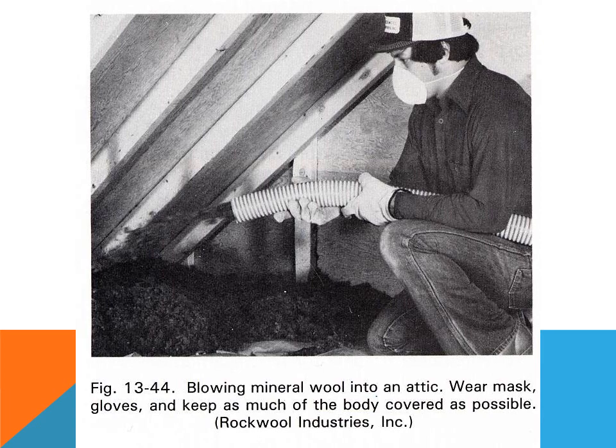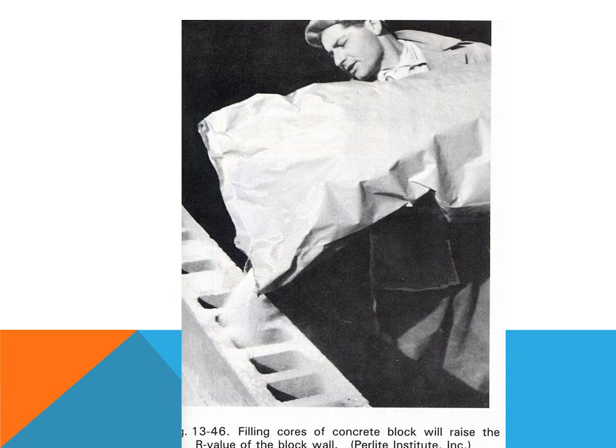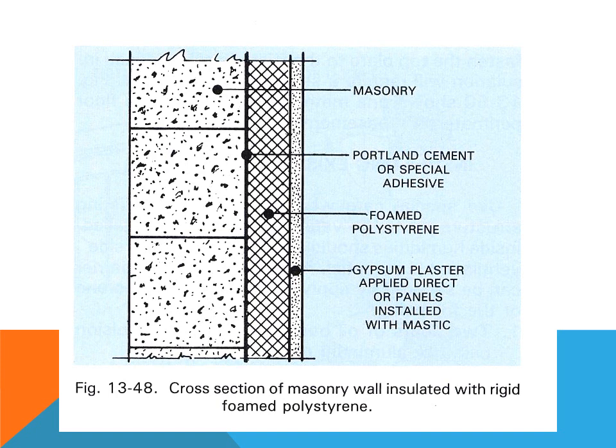This is rock wool being blown in. It's very similar to the cellulose, but cellulose is a little bit cheaper. This is another type where you can fill in the concrete blocks to help insulate. This is another process where we're using rigid foam board to insulate.